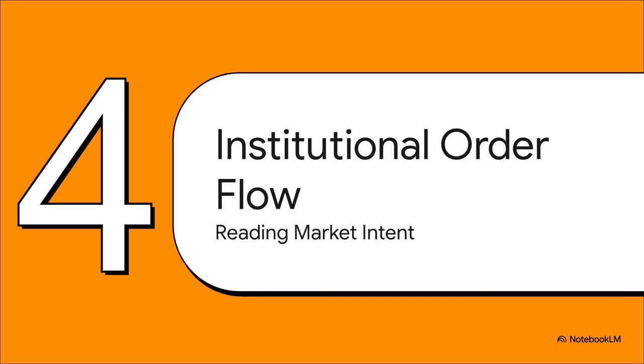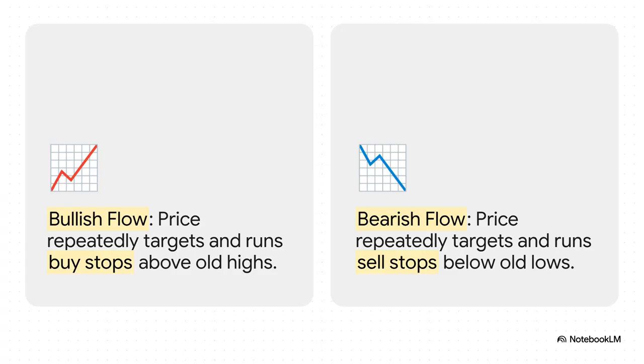This is where we start to decode what ICT calls institutional order flow. This is how we read the market's mind, its true intention. And you know what? It's way simpler than it sounds. If you see the market constantly pushing up, taking out those buy stops above old highs, what does that tell you? It's bullish institutional order flow. And on the flip side, if you see price repeatedly diving down to smash through the sell stops below old lows, you guessed it, that's bearish. You're just watching to see which side of your map is getting all the attention.